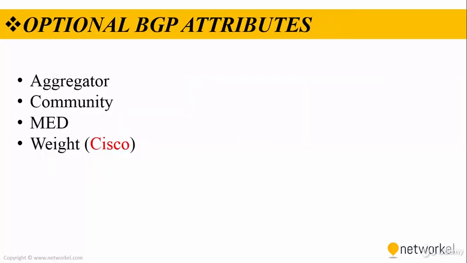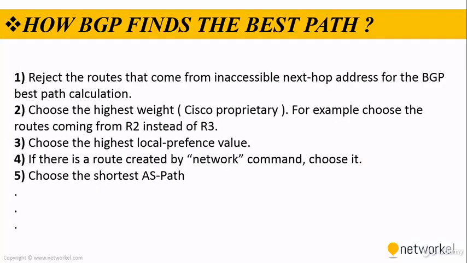And here are the optional BGP attributes, and they are aggregator, which defines the router that performs the route summarization in the autonomous system. Community, which ensures BGP parameters are applied at group level. And MED is set to low if it's desired that packets arrive at the proprietary. And the last optional BGP attribute is Cisco proprietary weight. It's defined locally on the router and is specific to the router, and higher weight value is always preferred.